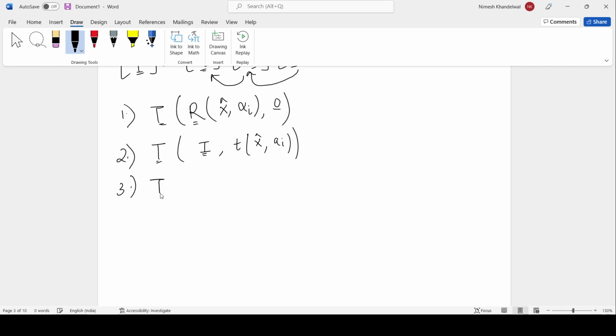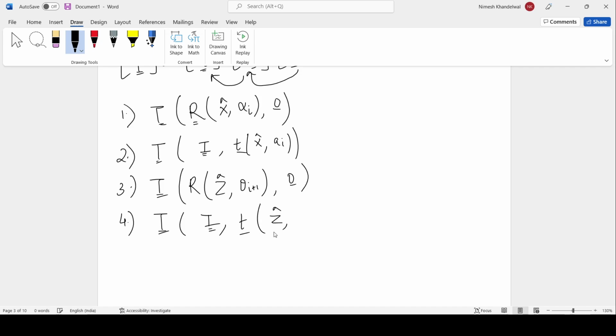The third transformation is a rotation about the latest z-axis by angle theta I plus 1, and then again no displacement. And the final transformation is no rotation but a translation about the new z-axis by distance di plus 1.